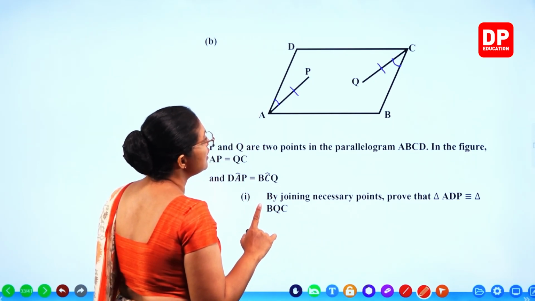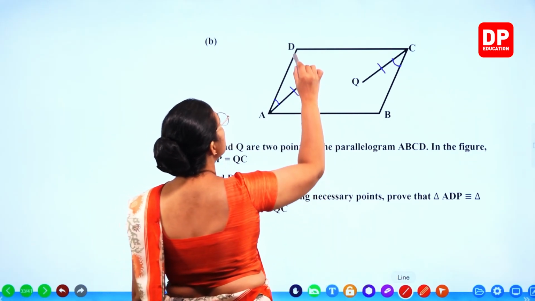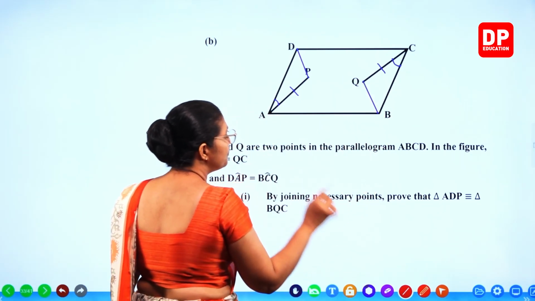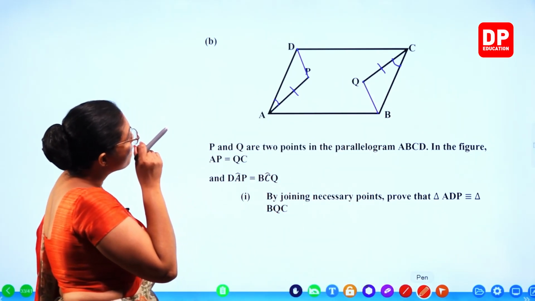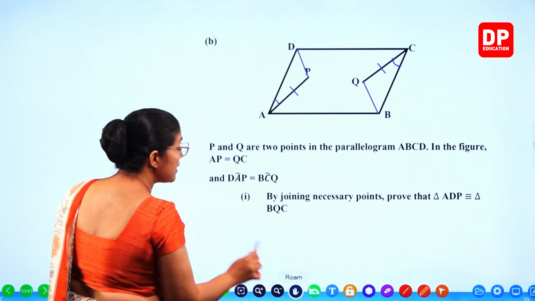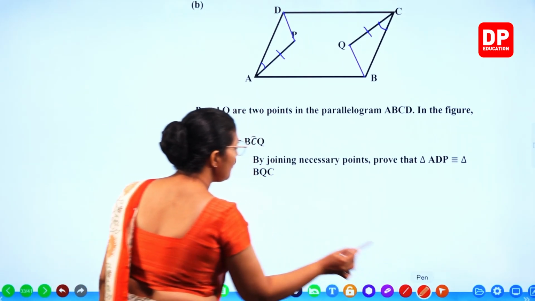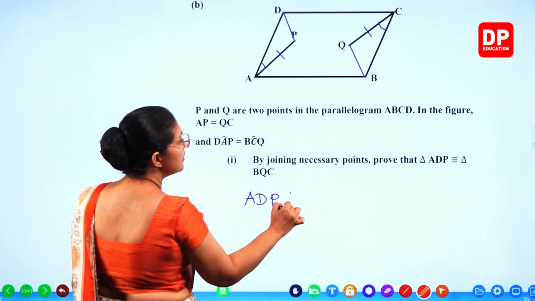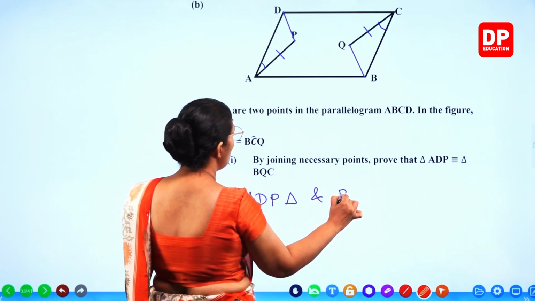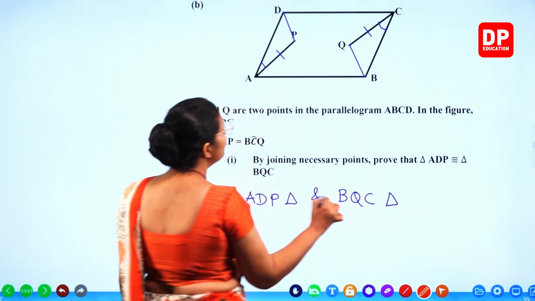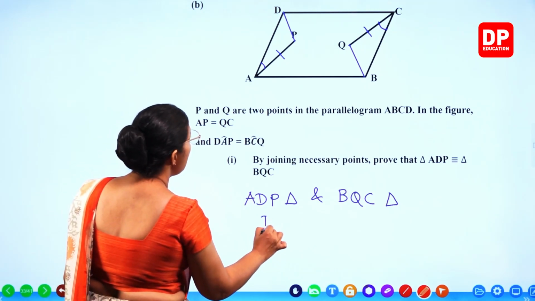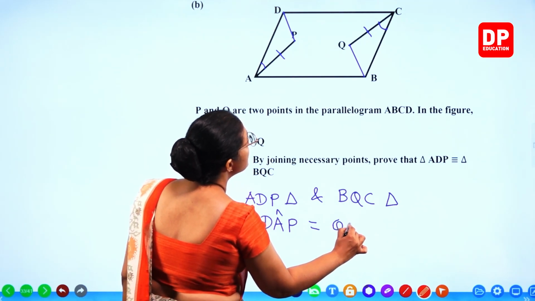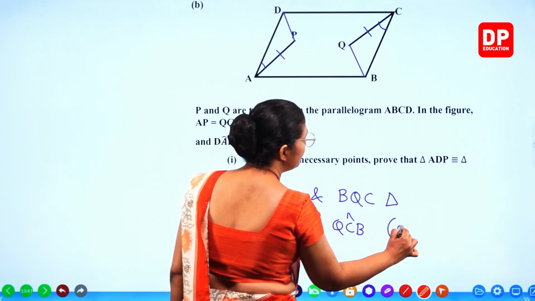triangle ADP is congruent to triangle BQC. So that means we have to connect P and D and B and Q. So let's see how we can show that these two triangles are congruent. Let's take the two triangles first, triangle ADP and triangle BQC. We know that the angles are equal. Angle DAP is equal to angle QCB, it's given.